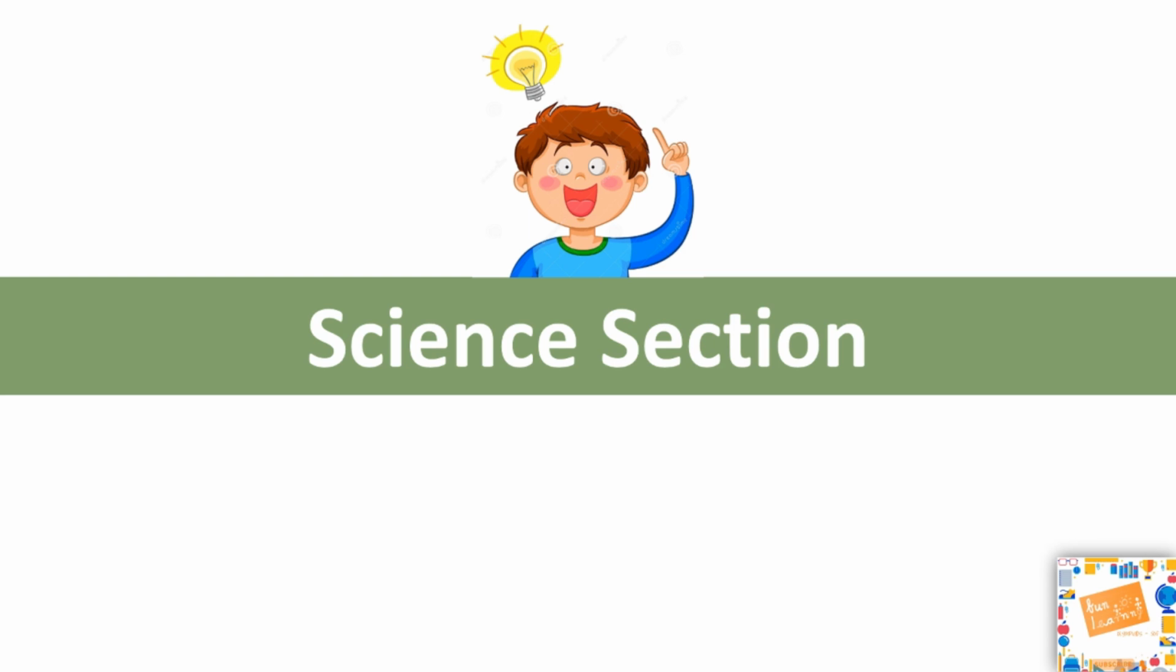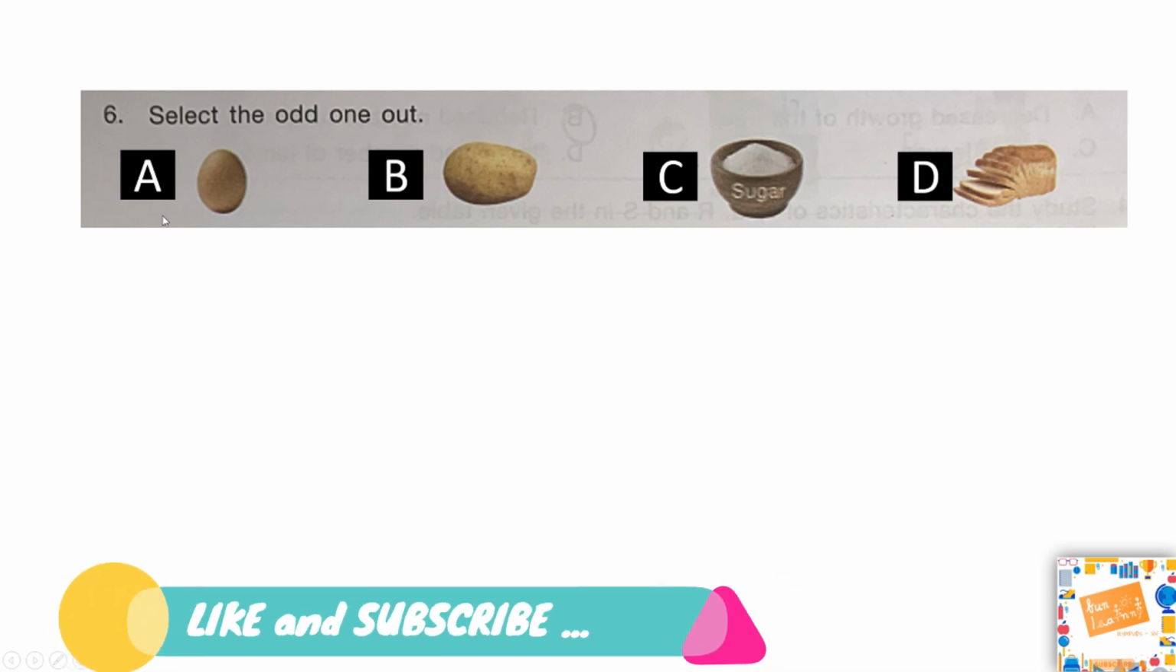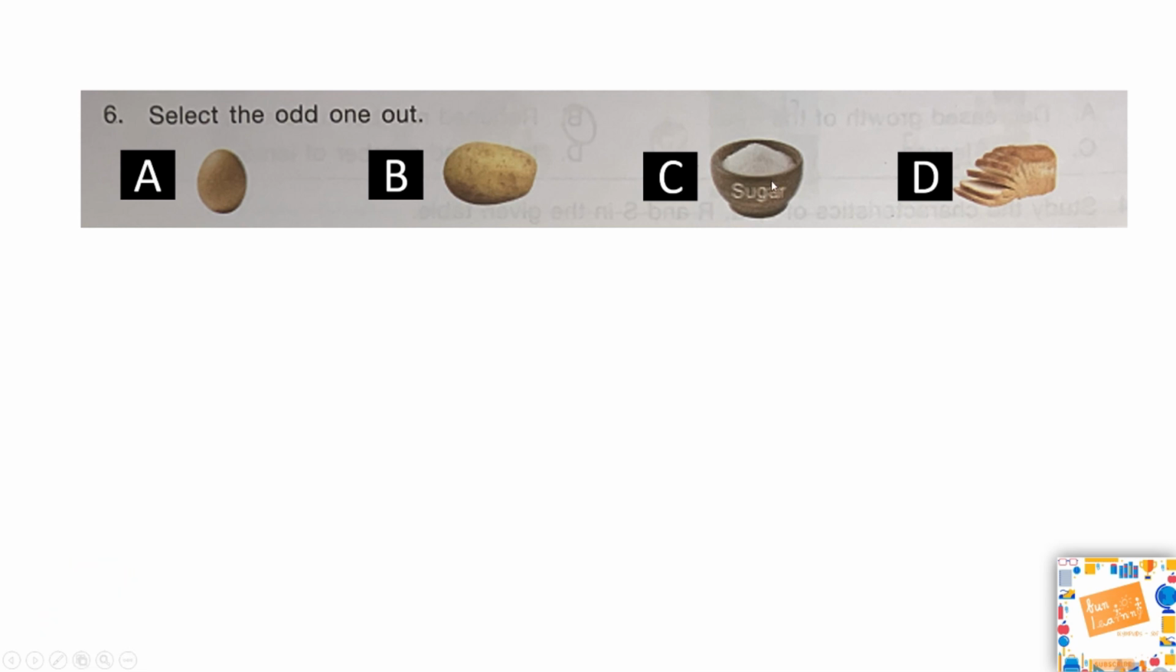The next question is the science section. Our next question reads, select the odd one out, and we have 4 figures, A being the egg, B is the potato, C is sugar, and D is bread. So try to guess the odd one out.